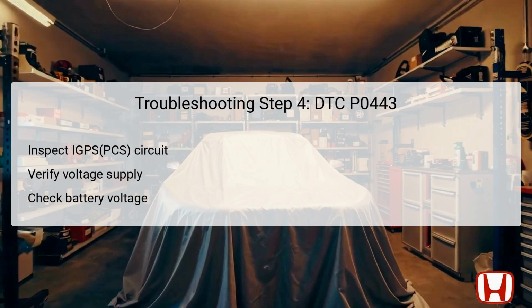The fourth step involves an inspection of the IGPS PCS circuit. This circuit powers the EVAP canister purge valve, and proper voltage supply is critical for its operation. With the 2P connector from the EVAP canister purge valve still disconnected, switch to IG mode and check for power supply at the female terminals of the connector. The expected reading should be 12 volts, which is consistent with battery voltage.